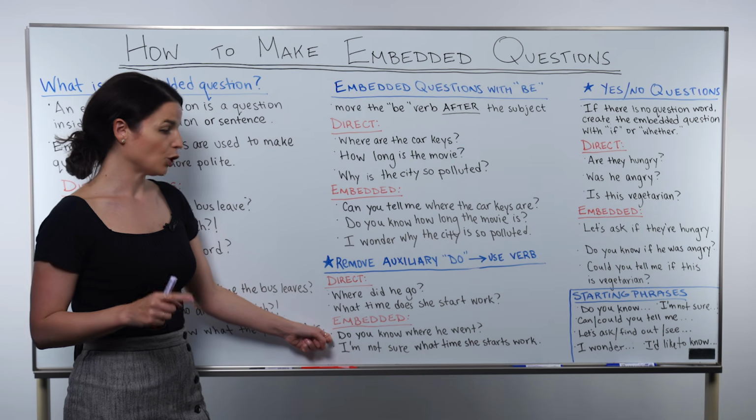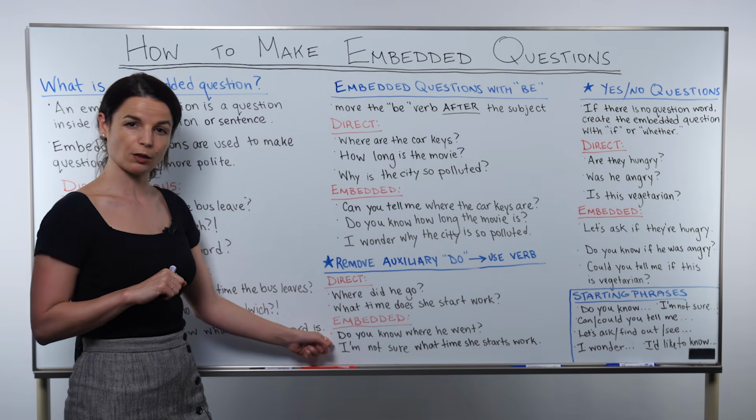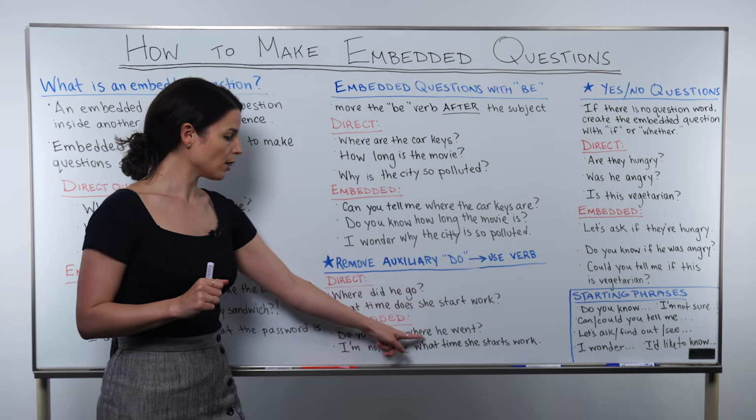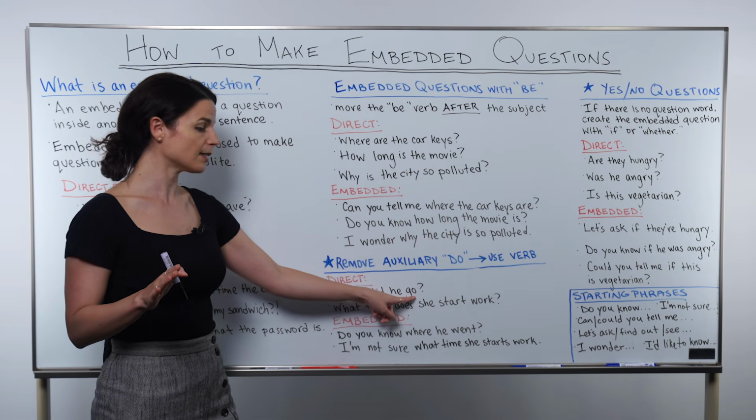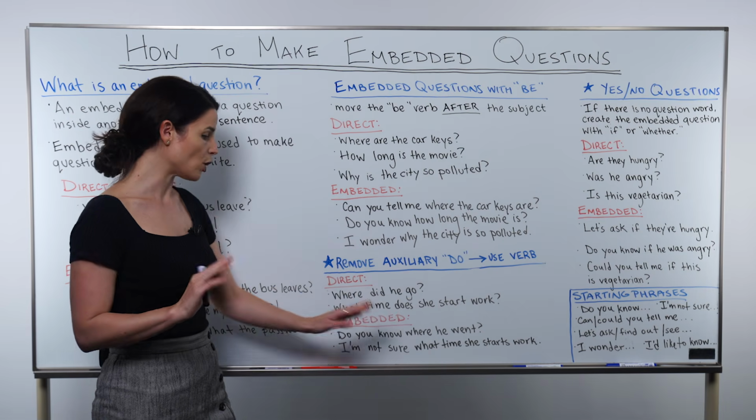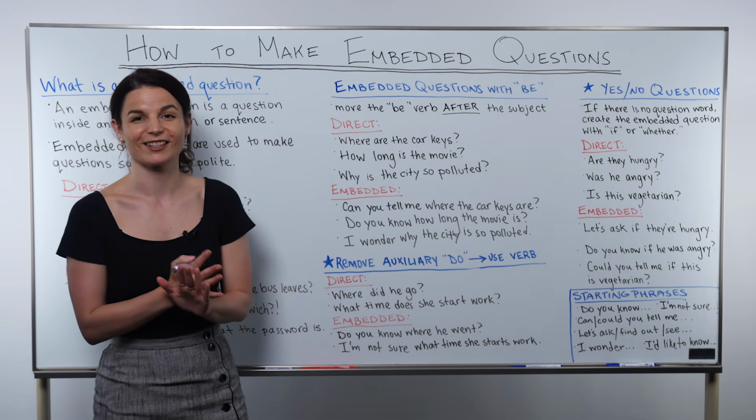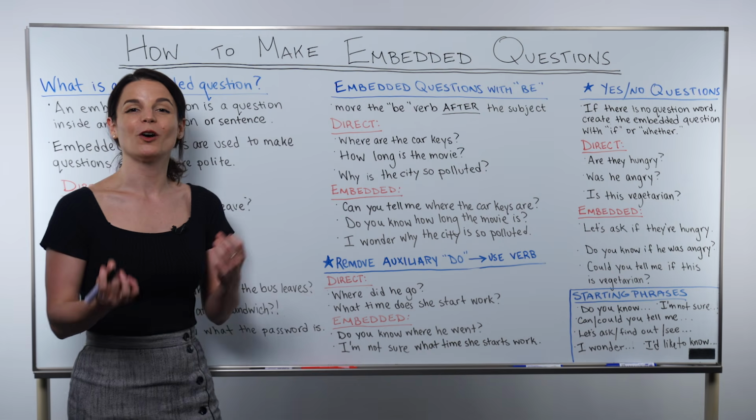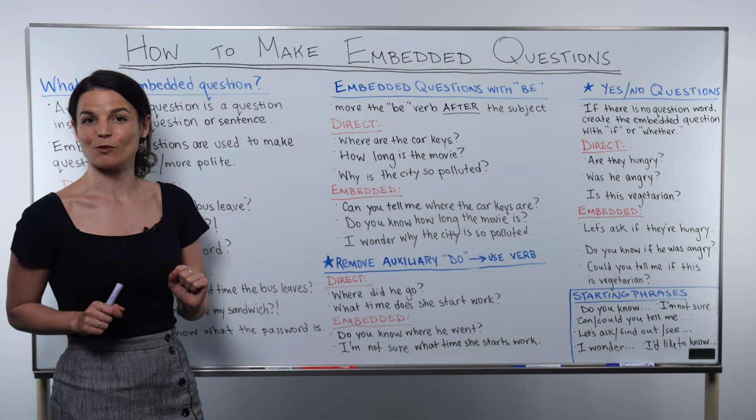Here's a sample. Do you know where he went? So, do you know introduces the question. Where he went. We use went because it's the past tense form of the verb that was in the question before. We have no did here. So, not do you know where did he went? Incorrect. That's a very common type of mistake I see with learners. Do you know where he went? It's the perfect way to create this type of embedded question.